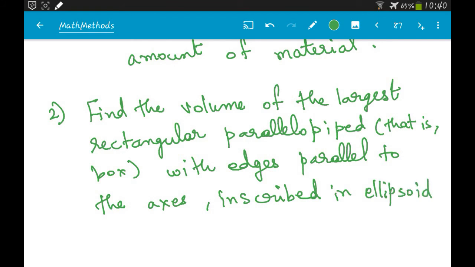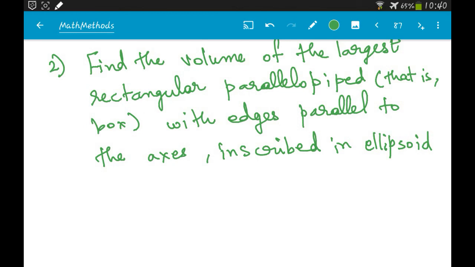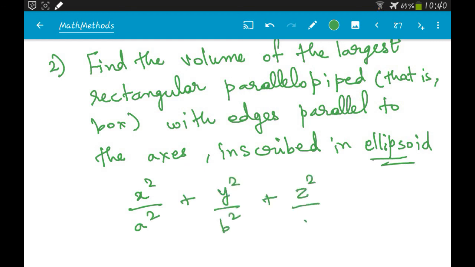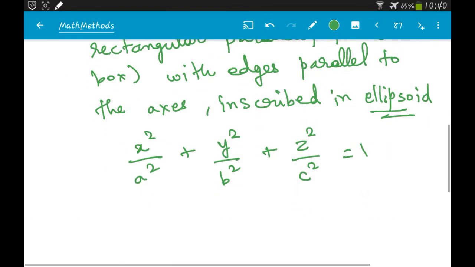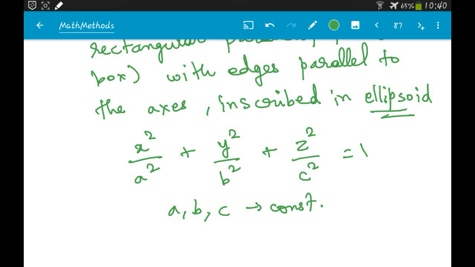Okay. So what is the equation of the ellipsoid? The equation of the ellipsoid is x square by a square plus y square by b square plus z square by c square is 1. So a, b, c here are constants. So you have to find the volume of the largest rectangular box that can fit inside an ellipsoid, and the equation of the ellipsoid is given by this equation. Okay.